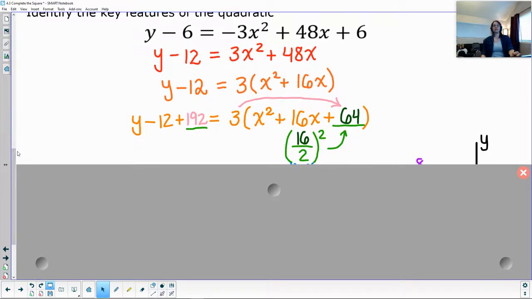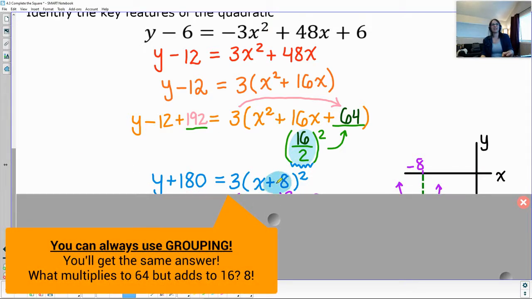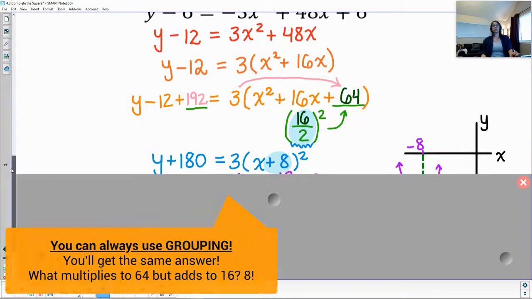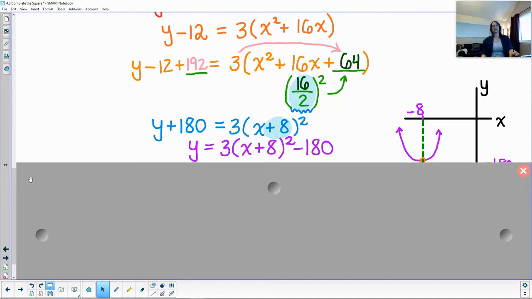All right, simplify everything up. Make sure you factor that perfect square trinomial. But again, we can always use that shortcut if that helps. So, what multiplies to 64 adds to 16? Oh, well, that's just 8. Oh, look at that. There's the 8. There's the 8. So you can kind of start seeing where all of these are coming into play. Just be sure you go ahead and move that 180 to the other side. So it looks kind of like that.